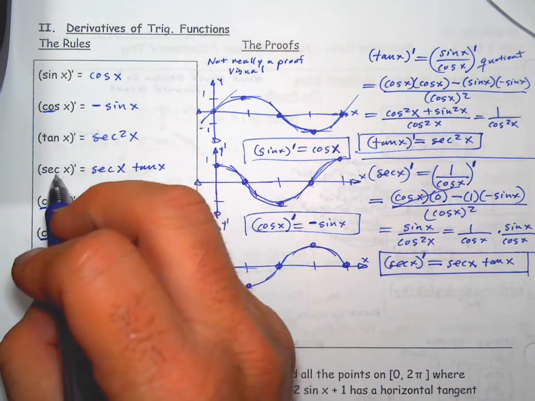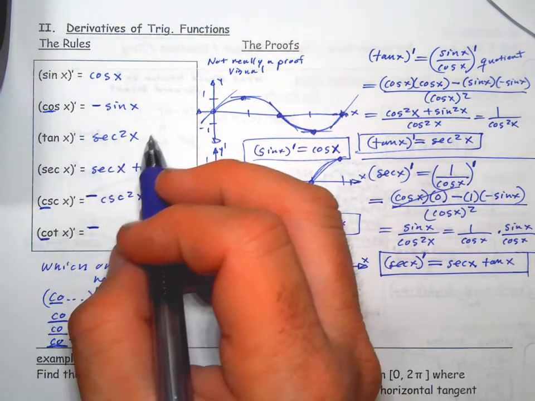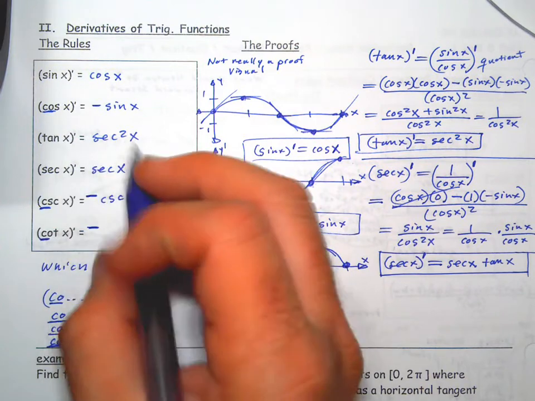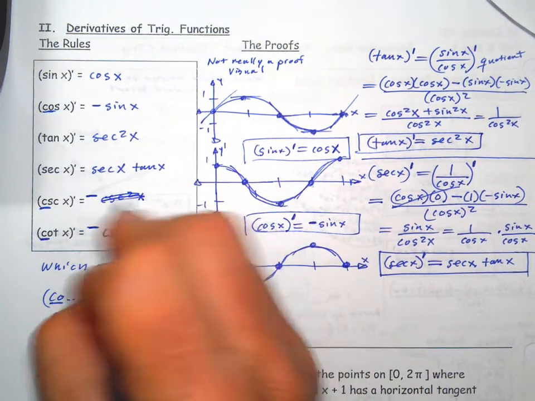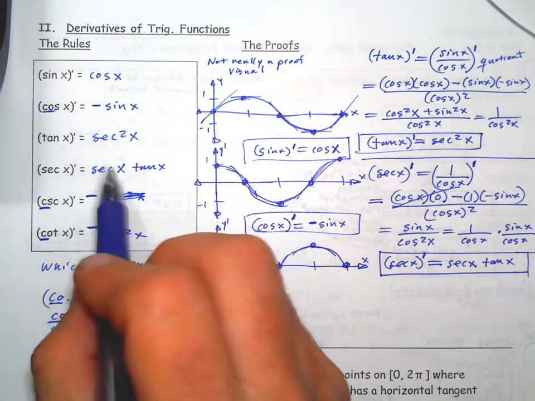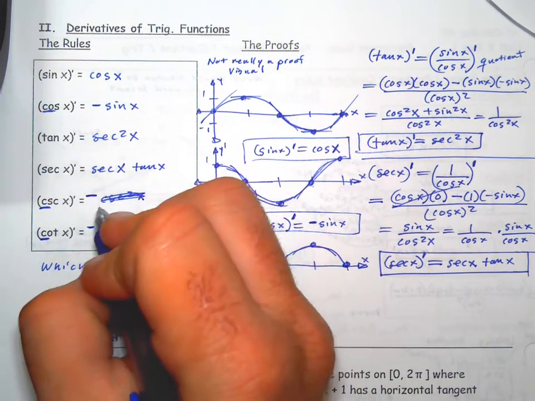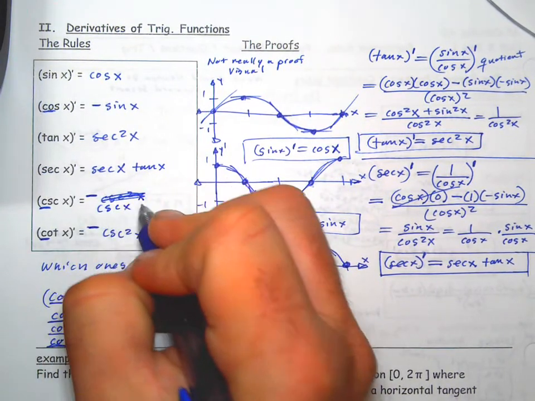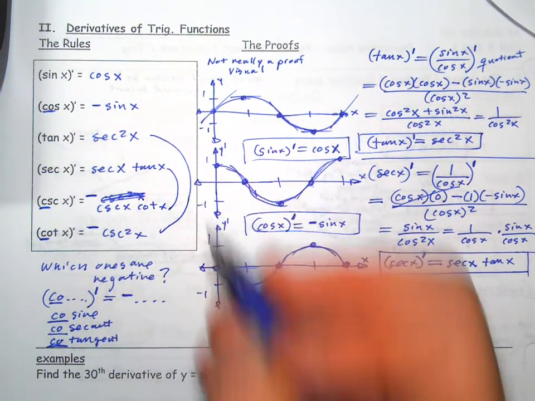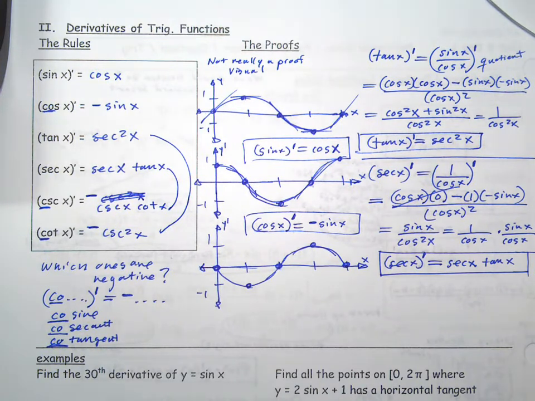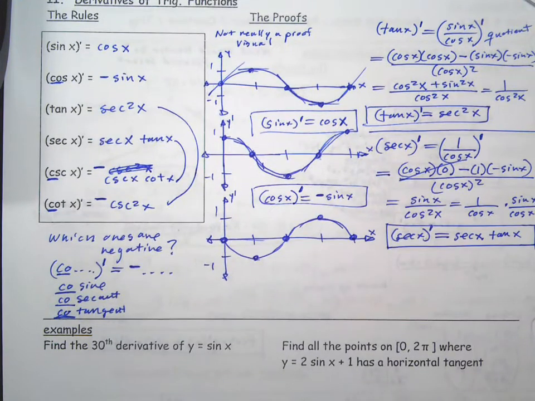Now, if tangent, I messed up. If tangent, secant squared. Cotangent is cosecant squared, negative. If secant is secant tan, then cosecant is cosecant cotan, right? So they have these patterns where if you know one, you can kind of extend it to the other one. So I kind of remember them in pairs. That makes it a little easier. And then all the co's have negative answers.